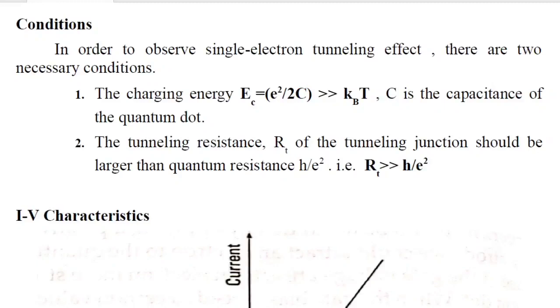Then the second condition is the tunneling resistance, commonly represented as R_T, of the barrier of the tunneling junction. That should be larger than the quantum resistance, that is h/e². That is, the tunneling resistance R_T should be much greater than h/e², where h/e² is the quantum resistance.